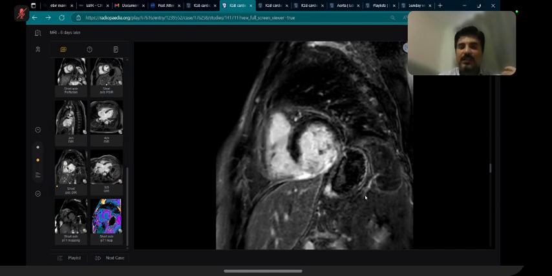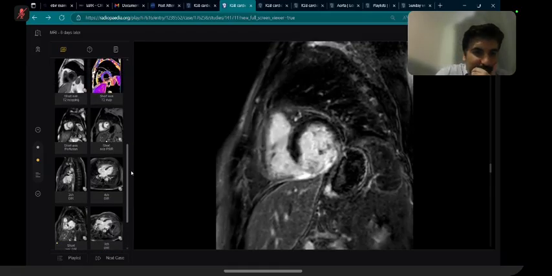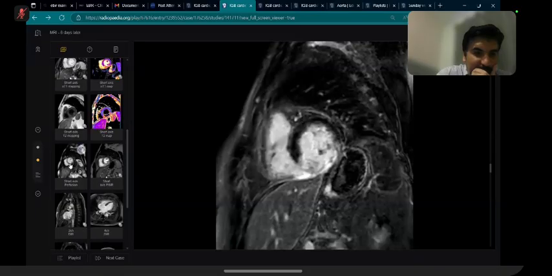If there is chronic myocardial infarction, there will be wall thinning. There will be no myocardial edema. And as you rightly said, there will be no microvascular obstruction. So you were talking about microvascular obstruction. Let me try to show you microvascular obstruction as well.